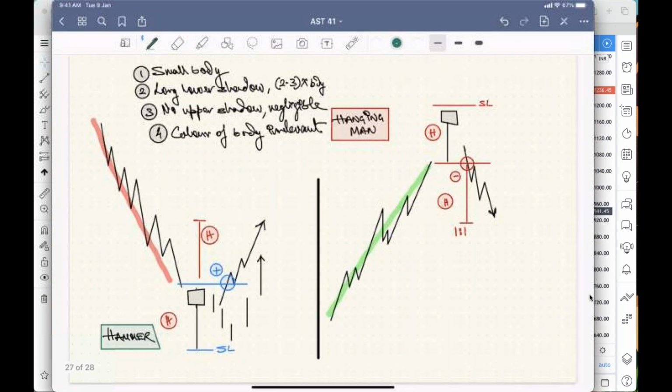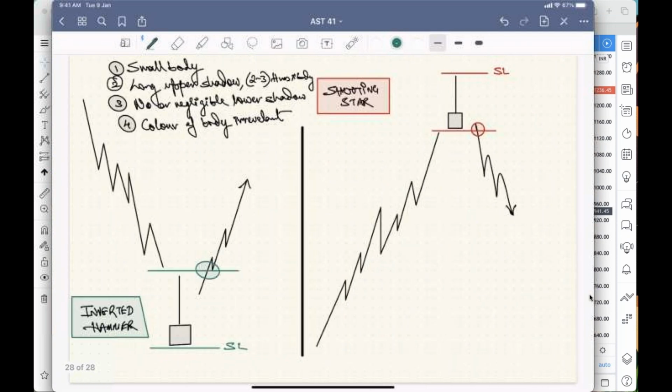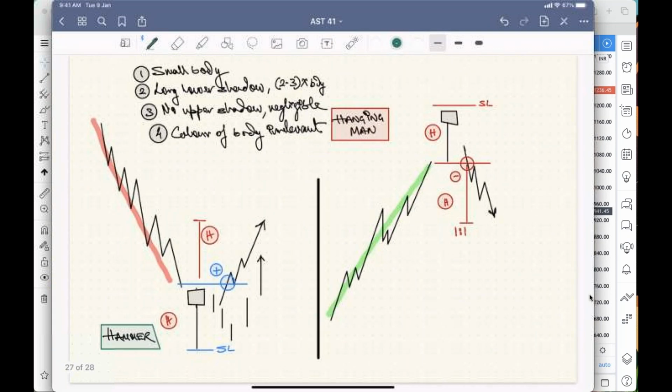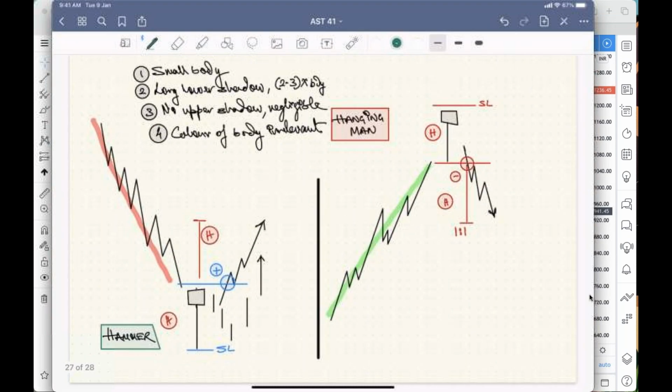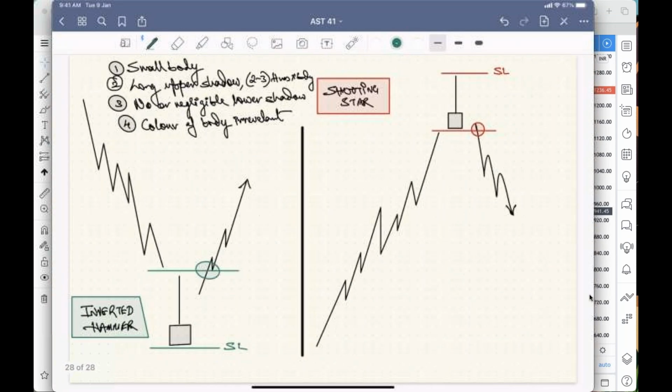Between the hammer, hanging man, inverted hammer and shooting star, you will find that there is a larger reliability. There is a tendency of the hammer working out better than the hanging man, and the shooting star working out better than the inverted hammer. Shooting star has an edge compared to hanging man, and the hammer has an edge compared to the inverted hammer. We'll find all of these on the charts and we'll figure it out.